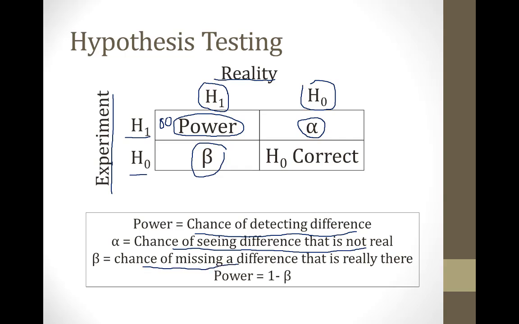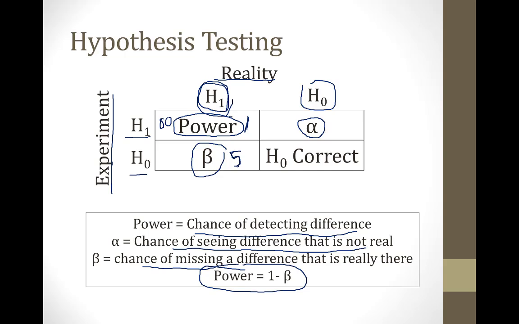And one thing you should know is that the power is always equal to 1 minus the chance of a beta error. You can memorize this if you wish, but just think about it realistically. If the chance of a beta error is 5%, what's going to happen the other 95% of the time? Whatever's up here. In other words, if in reality there is a difference between the two groups. In other words, if in reality H1 is correct and you're going to miss that 5% of the time, it means you're going to get it right 95% of the time.